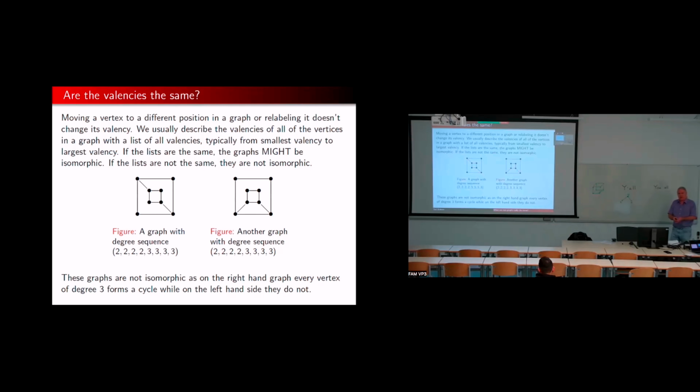And if you stop and think about a structural property, what about having a 4 cycle? Well, if you redraw it, you're still going to have a 4 cycle. If you relabel it, you're still going to have a 4 cycle. So these graphs are actually not isomorphic because all the vertices of valency 3 are in a 4 cycle on the right-hand side, and that's not the case on the left-hand side. Okay. And yeah, if the lists are the same, they might be isomorphic.